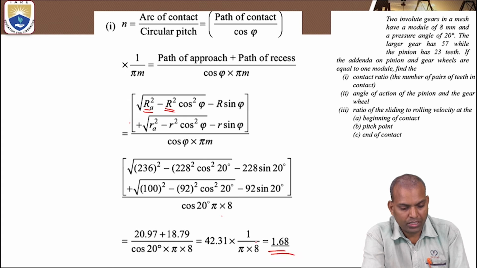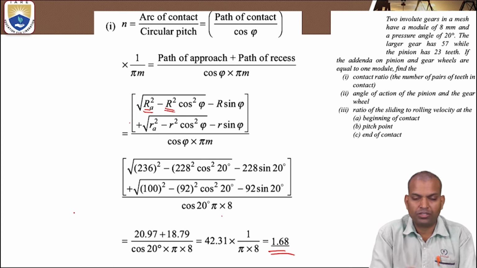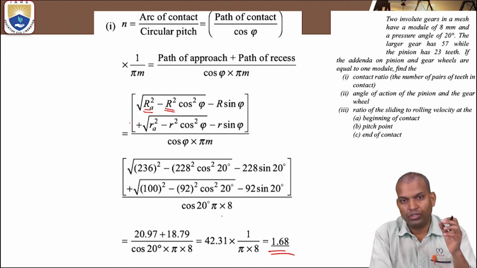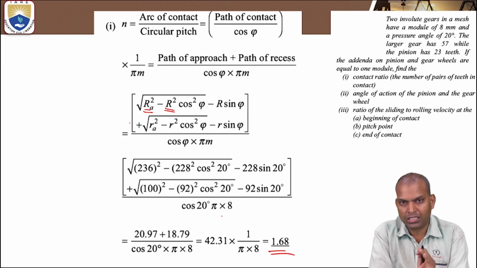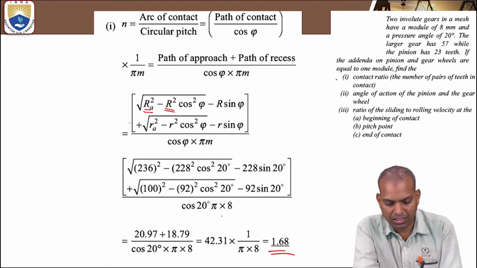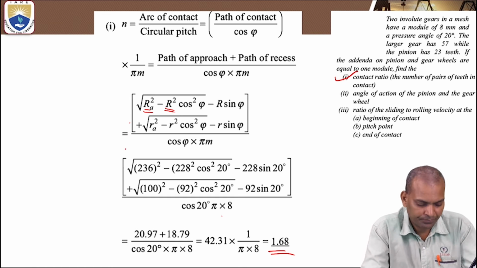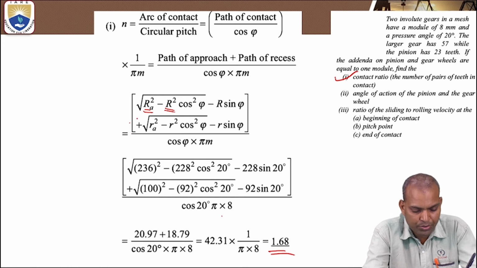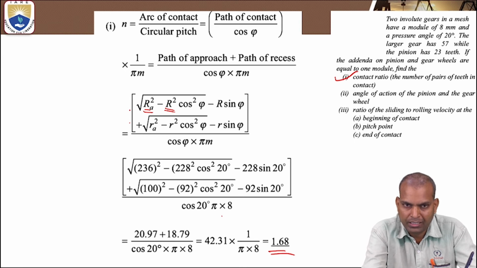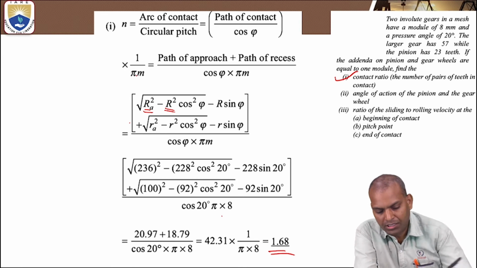So 1.68. The contact ratio is, how many teeth are in contact? One full tooth in contact, and another one is 68%. So that is what 1.68 means. That is the contact ratio procedure. Substitute directly. That means you completely put in the formula and get the answer. That's it.